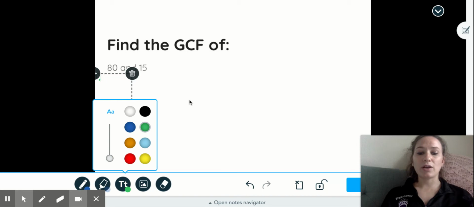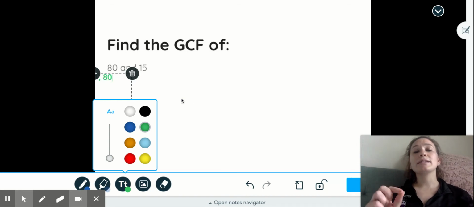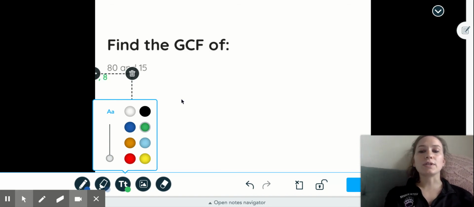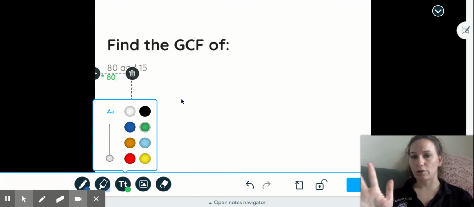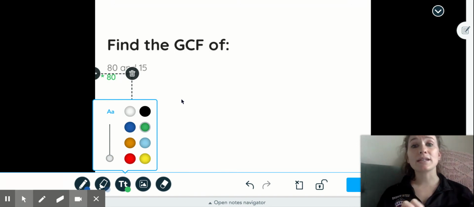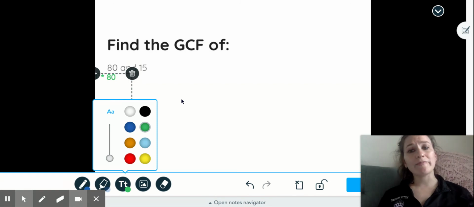So the first one I know is 1 and 80. I'm listing them. I'm not going to use a comma. I'm going to use an asterisk like this to show times. I'm not using x because remember, x is a variable, not times. We're too grown up for that. Okay, and I'm going to test numbers in order. Remember when we did prime factorization? I'm going to test numbers in order.